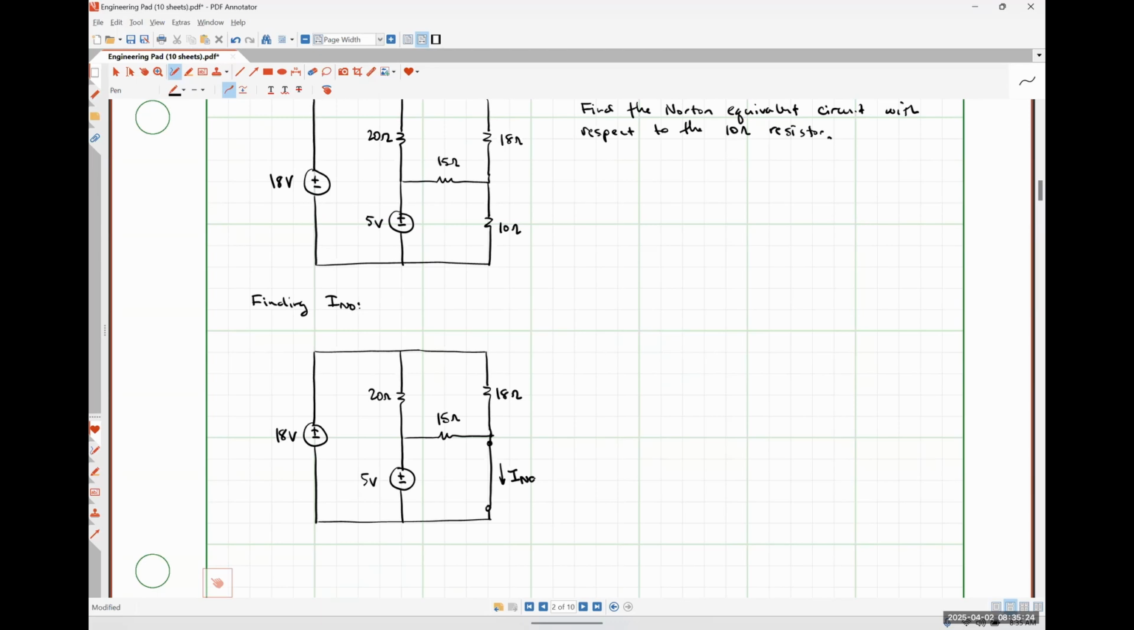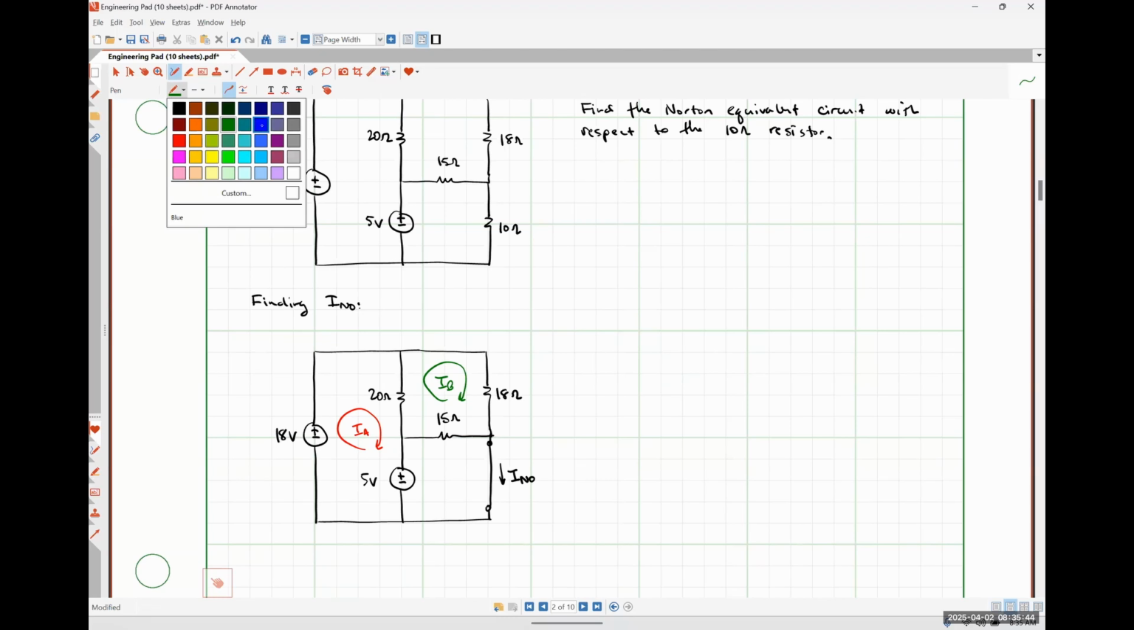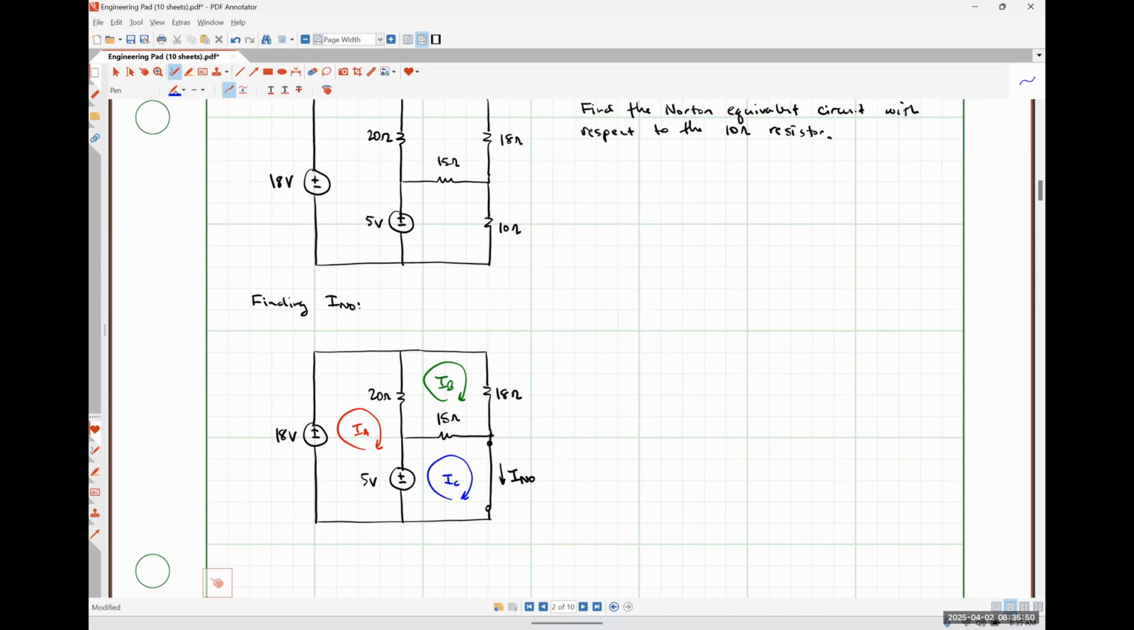So how do you guys suggest we might solve for this Norton current? Mesh. Seems perfectly reasonable. We're trying to find a current, okay? So let's call this guy mesh A, B, and C, like so.